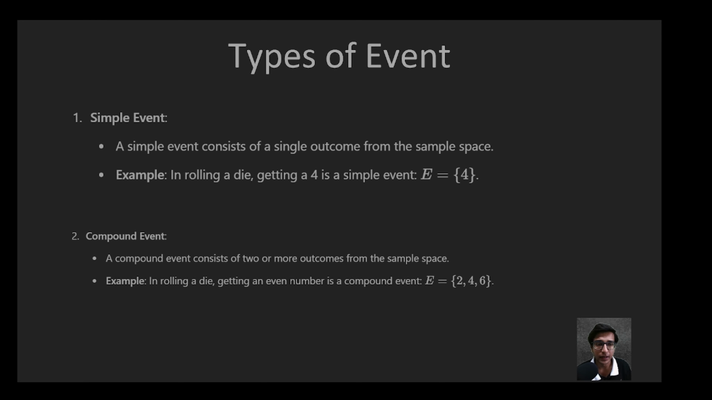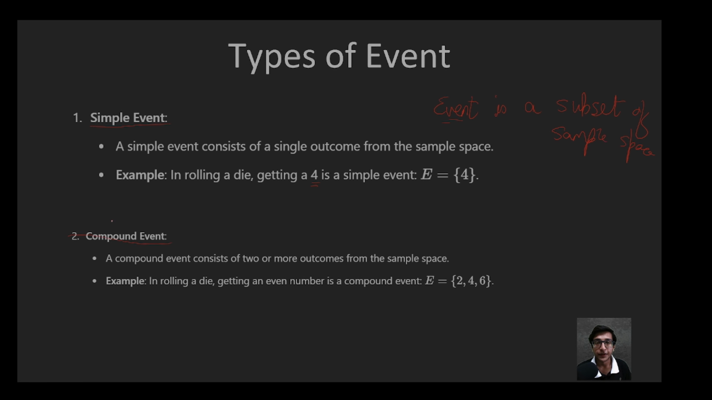Now there are different types of events. Let us understand. Simple event. A simple event is where there is just one favorable outcome. For example, in rolling a die, getting a 4. My event would have just one element in its set. And basically, an event is nothing but a subset of the sample space. So remember this thing: an event is a subset of the sample space. If this event has just one element in it, then we call it a simple event.